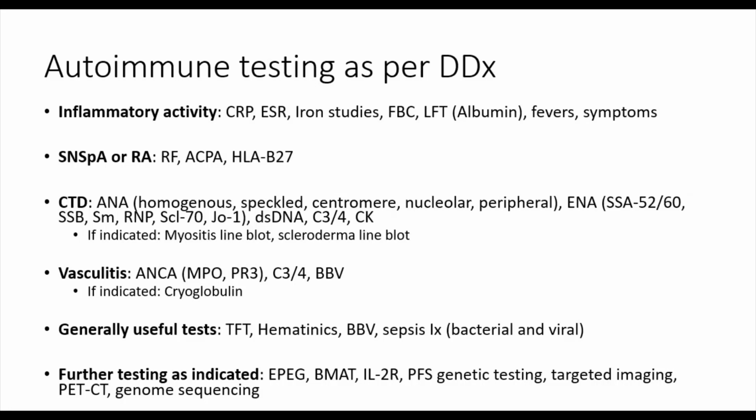Now that we've talked about the typical features of the various autoimmune diseases that may form your differential diagnosis, we can now talk about the investigations that can be done in order to clarify the autoimmune diagnosis. The overarching principle is that autoimmune testing should be targeted and based on the differential diagnosis that you have for the patient that you are investigating.